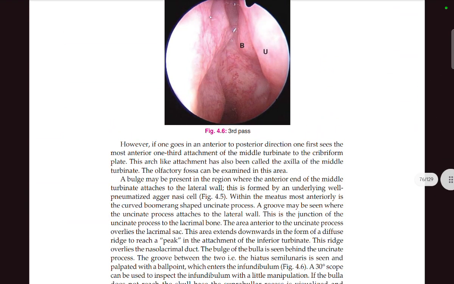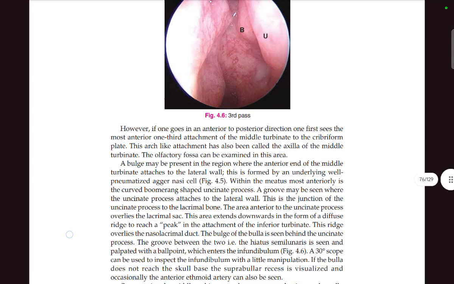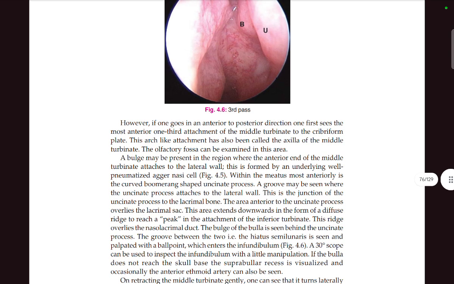However, if one goes in an anterior to posterior direction, one first sees the most anterior one-third attachment of the middle turbinate to the cribriform plate. This arch-like attachment has also been called the axilla of the middle turbinate. The olfactory fossa can be examined in this area. A bulge may be present in the region where the anterior end of the middle turbinate attaches to the lateral wall. This is found by an underlying well pneumatized agger nasi cell.